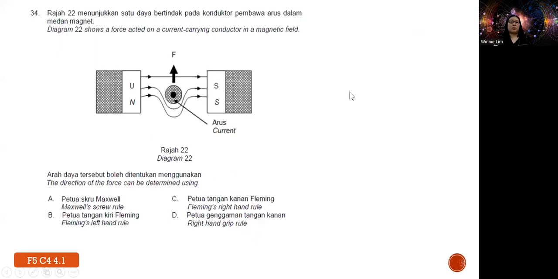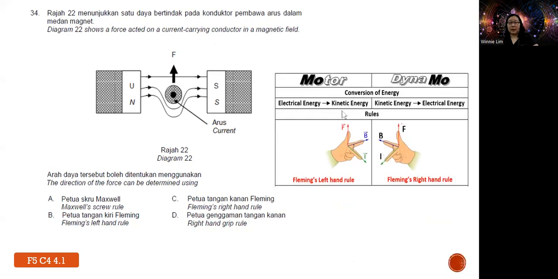34. Diagram 22 shows a force acting on the current carrying conductor in the magnetic field. The direction of force can be determined using what rule? They already tell you, you have the current carrying conductor, so that means you will involve the idea of current. If you're my student, I always tell you about the Momo's rule. Of course, no such rule exists, it's just that you see where is the location of Mo. Motor applies the idea of catapult field, while dynamo applies the idea of electromagnetic induction, whereby you learn this in 4.1 and 4.2 respectively.